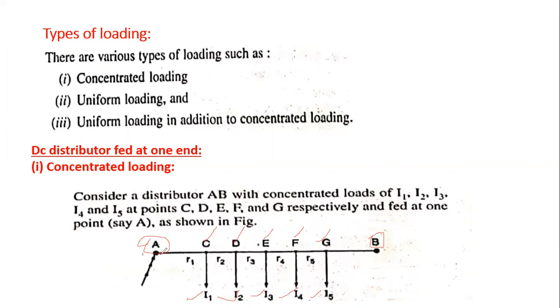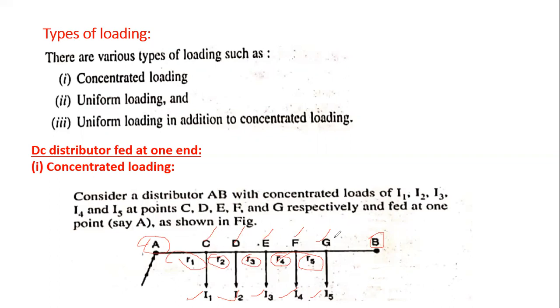And these are the resistances at the sections. How many sections are there? AC section, CD section, DE section, EF section and FG section. The resistance at AC section is R1, at CD section is R2, at DE section is R3, at EF section is R4, and at FG section is R5. These are the resistances at each and every section.